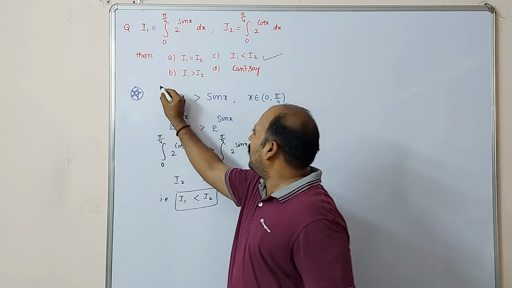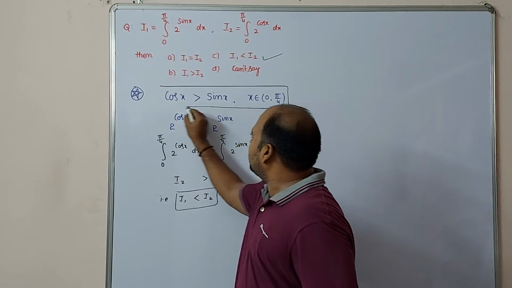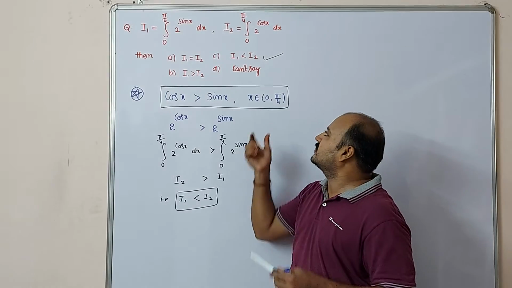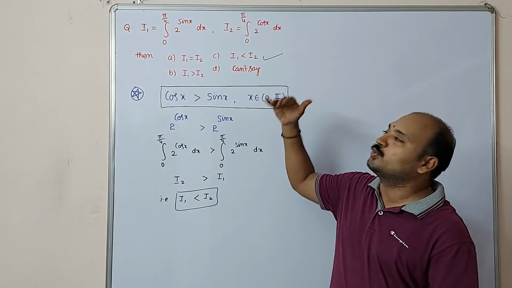So this is a very important turning step, dear students. So keep in mind, cos x is greater than sin x when x belongs to 0 to pi by 4.